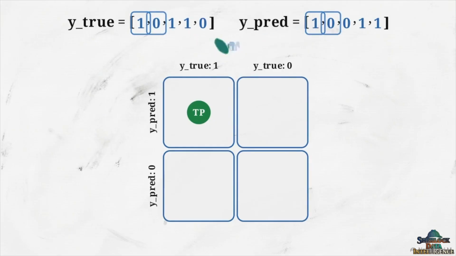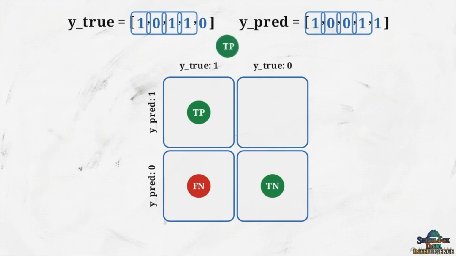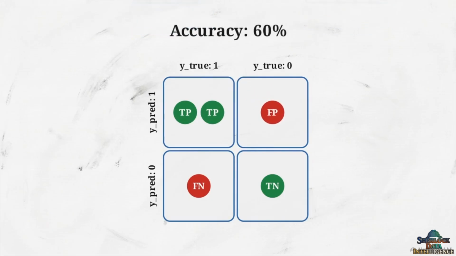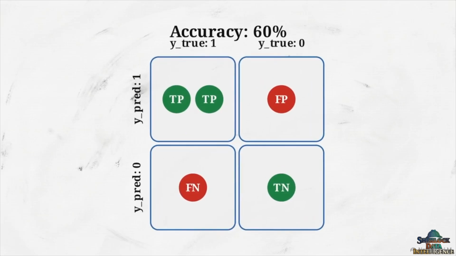Next, reality is 1, but we predicted 0, giving us a false negative. A 1 and 1 gives us another true positive. Finally, reality is 0, but we predicted 1, dropping into the false positive quadrant. Relying strictly on a top-level accuracy score blinds engineers to catastrophic, specific failure modes. The confusion matrix forces you to look at the exact distribution of your mistakes, making it an absolute requirement for responsible development.